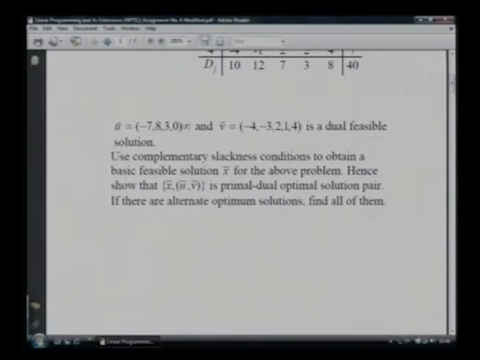And if there are alternate optimal solutions, then also find them. That means, if for some non-basic cells your dual constraints are satisfied as equality, or the relative price is 0, then you can enter those cells into the basic feasible solution and get an alternate optimal solution.